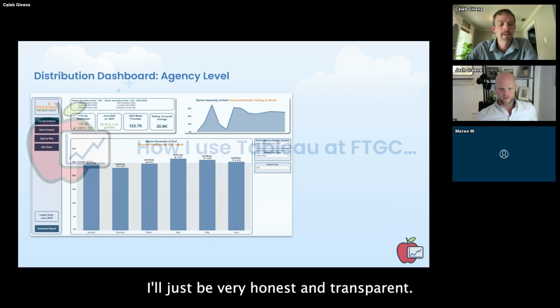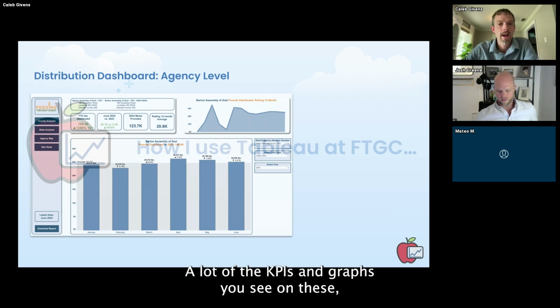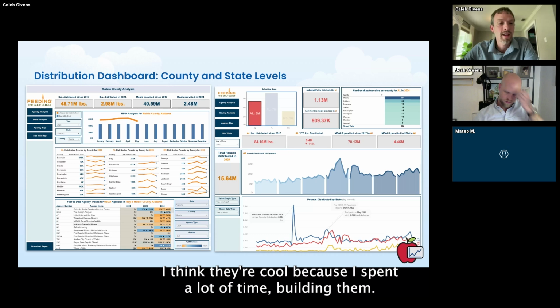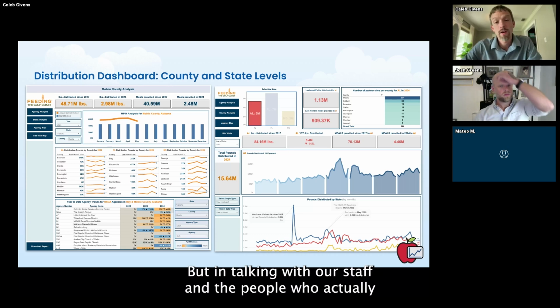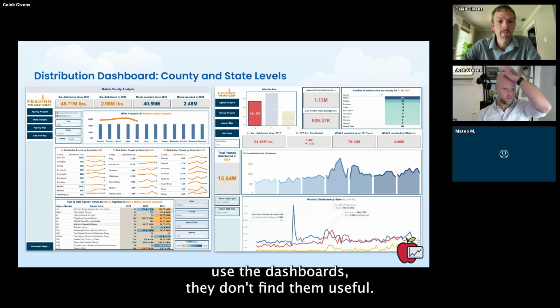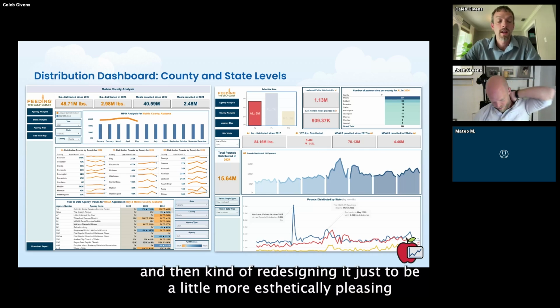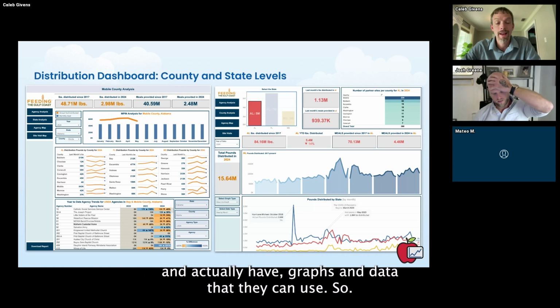I'll just be very honest and transparent. A lot of the KPIs and graphs you see on these are just not useful. I think they're cool because I spent a lot of time building them, but in talking with our staff and the people who actually use the dashboards, they don't find them useful. So I'm working with them to learn what they do need, and then kind of redesigning it just to be a little more aesthetically pleasing and actually have graphs and data that they can use.